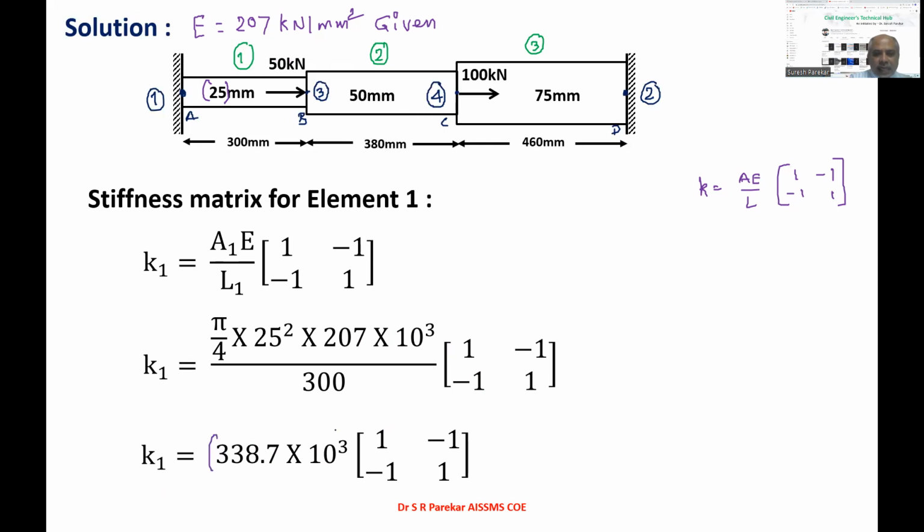Now if you see, AE by L is minimum for the first element, because the diameter is smallest for the first element and the L values are near about the same. The L values are increasing, but the diameter is increasing fast, 25, 50 and 75, and we have pi by 4 times the diameter square, and therefore this value for elements 2 and 3 increases. So the minimum is this one, and I will take 338.7 into 10 raised to 3 common from all elements.